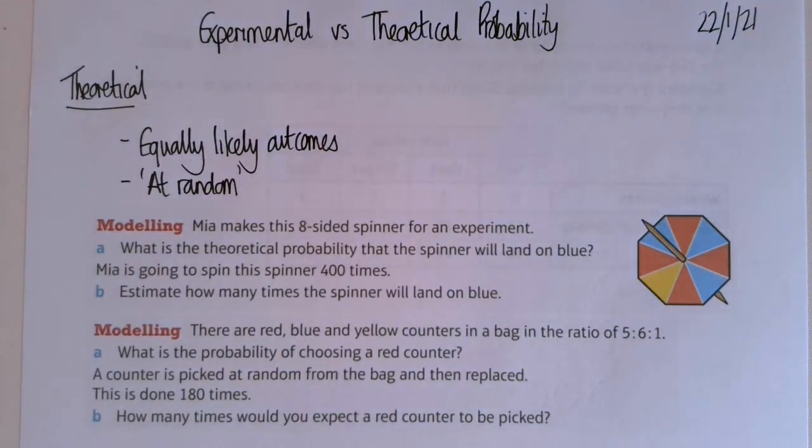And I know that if I have a number of counters in a bag and I choose one at random, I've got an equal chance of getting any one of those counters. So here are a couple of questions that relate to theoretical probability. And they both ask something at the end. They both ask, if you did this a lot of times, spun the spinner 400 times, picked a counter 180 times, how many times would you expect something to happen?